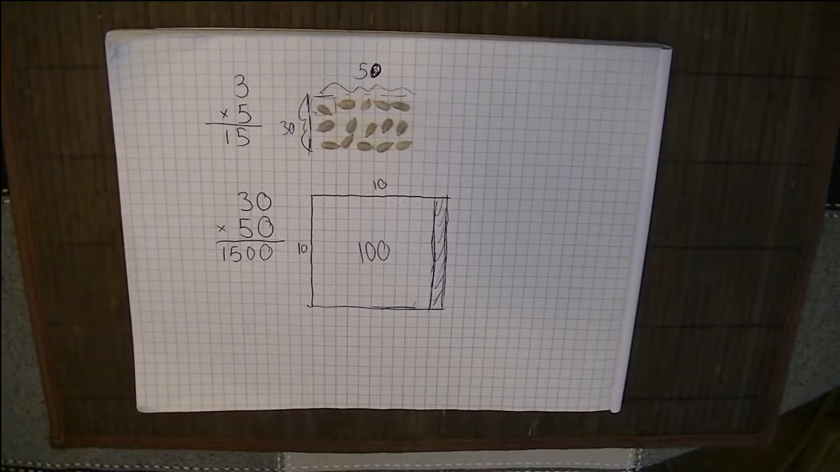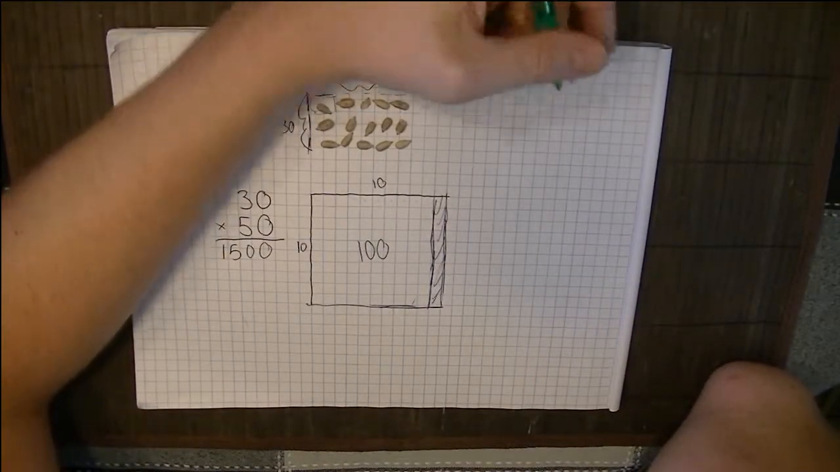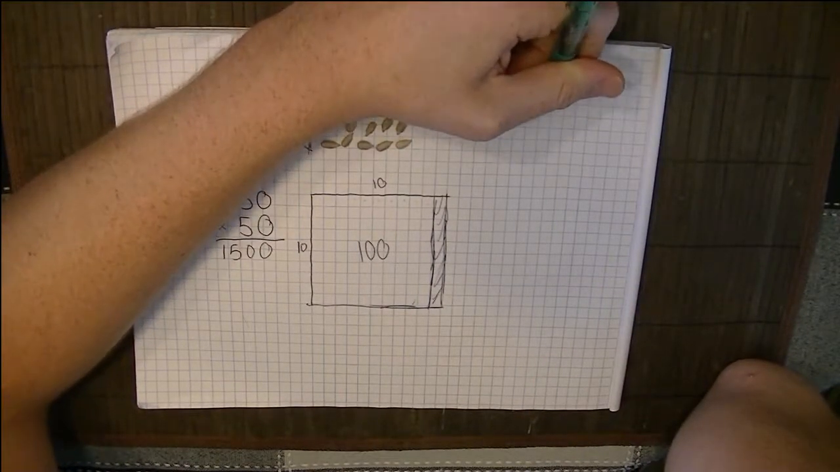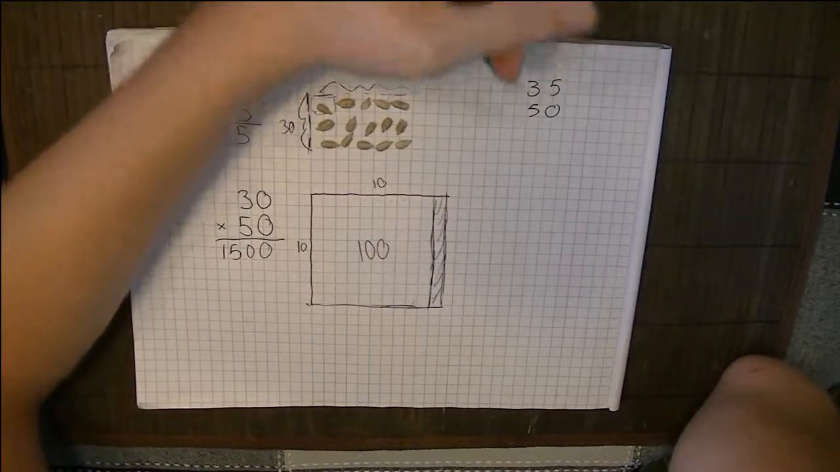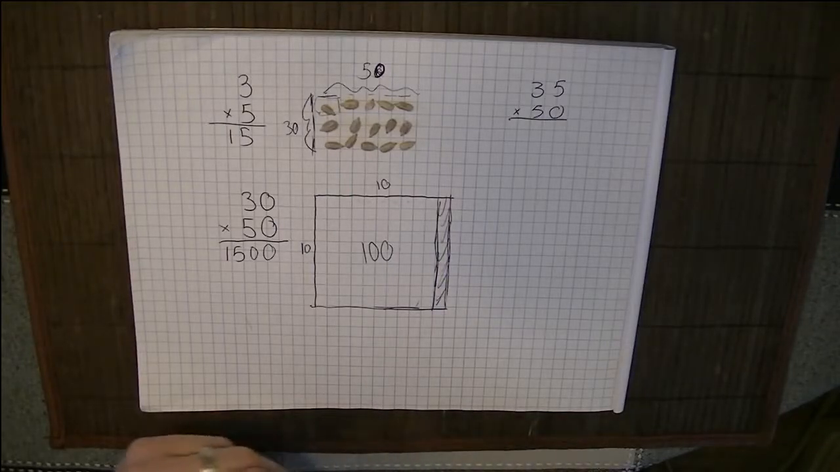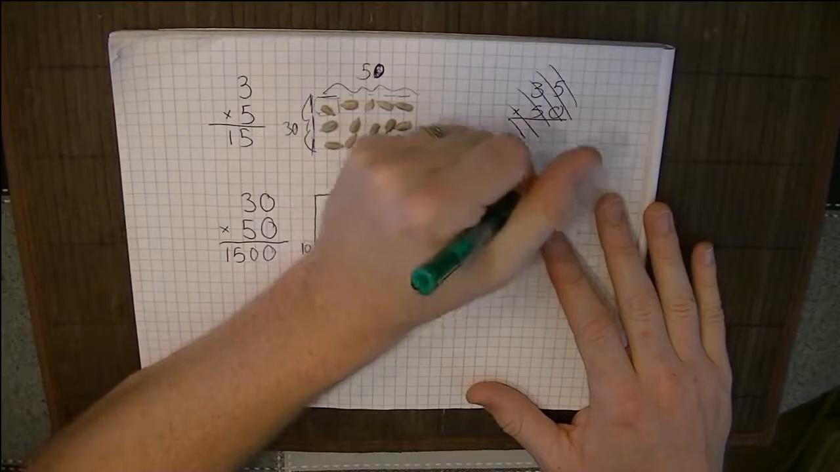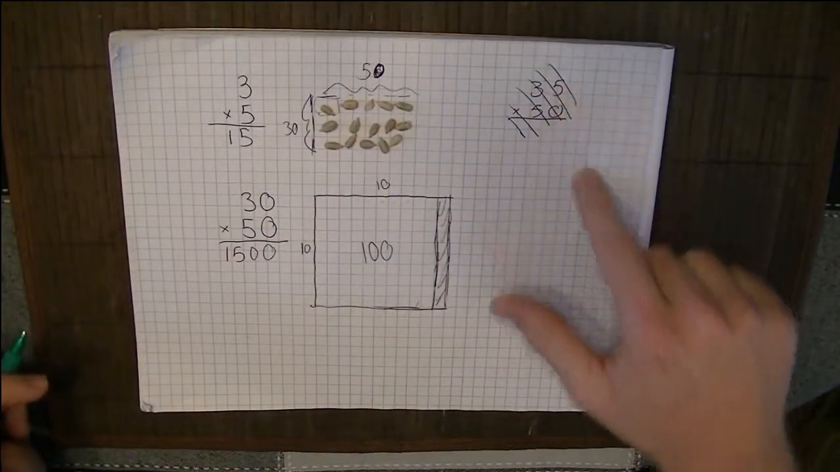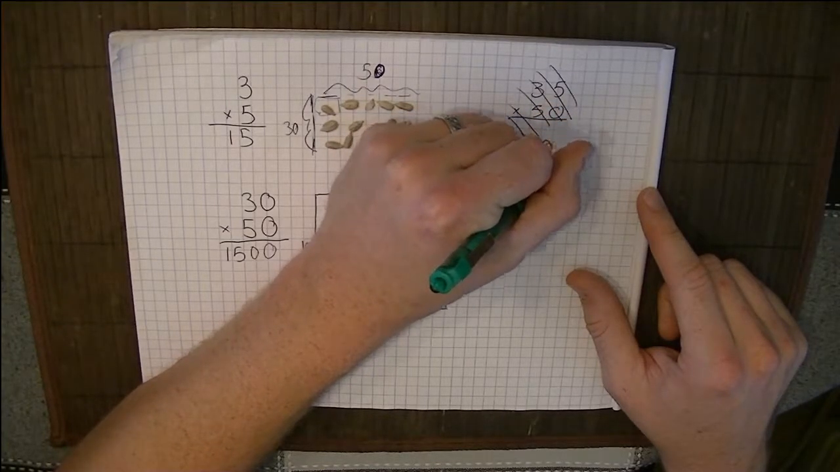Well, let's now look at what would happen if I had something in the units column. So let's say 35 times 50. Okay, so to do this, what am I going to do? Is this what I want to do? You know what? No. I want to rearrange that, for teaching reasons, because I would rather have the units in the bottom. So let's try that again. So I'm going to have 50 times 35.